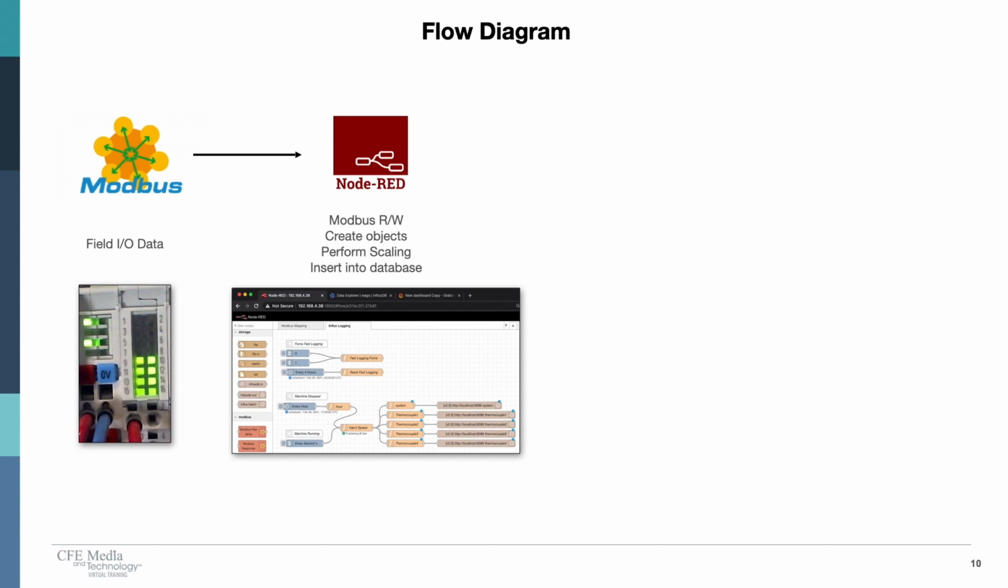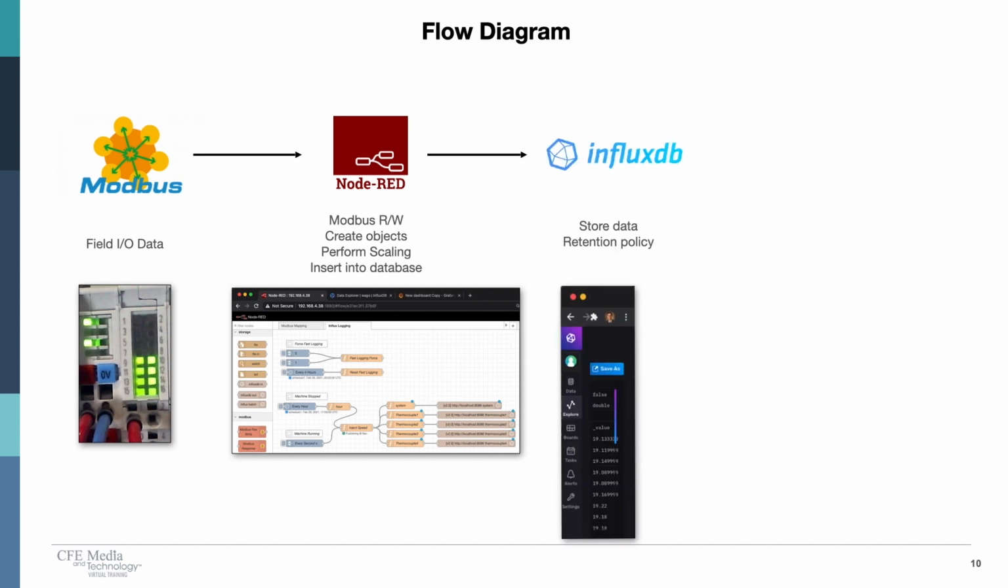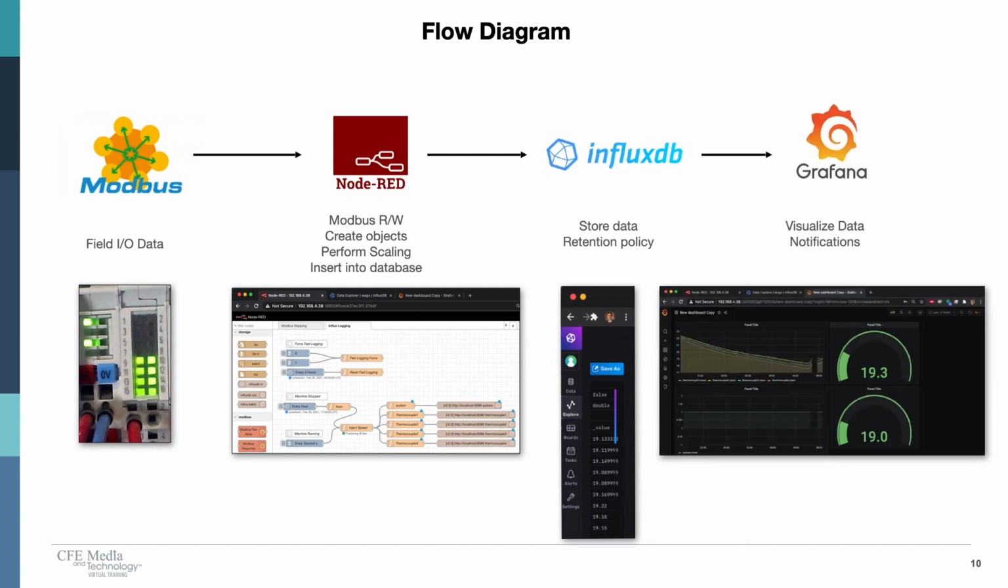We're going to perform scaling on those Modbus registers, and then we're also going to insert the data into our Influx database. So Influx is really just storing the data. It's also managing the retention policies and the security layers for making the various connections between Node-RED and the client, which in this case is Grafana. Grafana is going to provide all of our visualization, any notifications that we may want to provide, as well as the multi-user nature of accessing the dashboards.